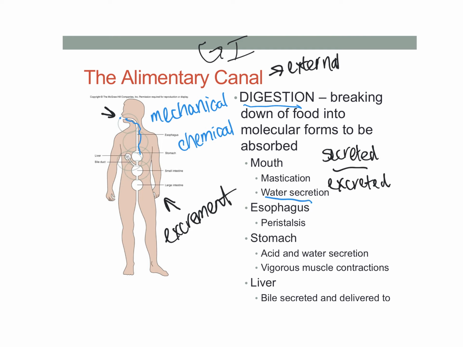So we would say that unlike the mouth, which does muscle mastication or chewing and secretes water out to break down the food, and then also this salivary amylase, which breaks down carbohydrates. So that is clearly going to be involved in chemical digestion. But the esophagus, the only thing it makes is mucus, and the specific type of mucus it makes is for lubrication, so that the bolus doesn't get stuck on anything as it moves through the esophagus.